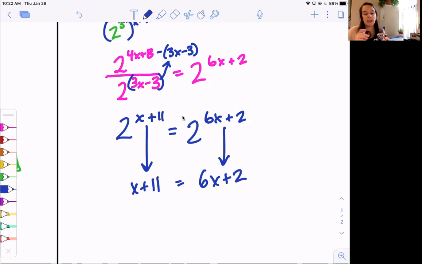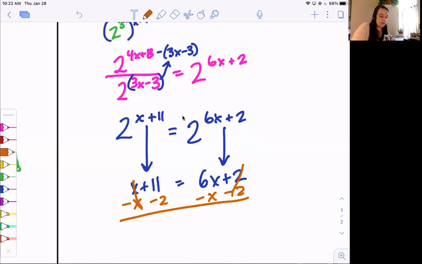I can combine like terms, but really I'm moving them across. So I'm subtracting. I'm getting the like terms together. I am subtracting 2. So I have 5x equals 9. Divided by 5, x equals 9/5.